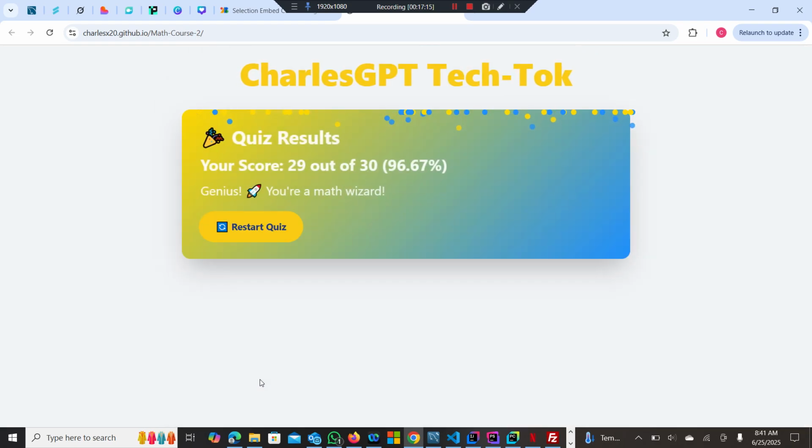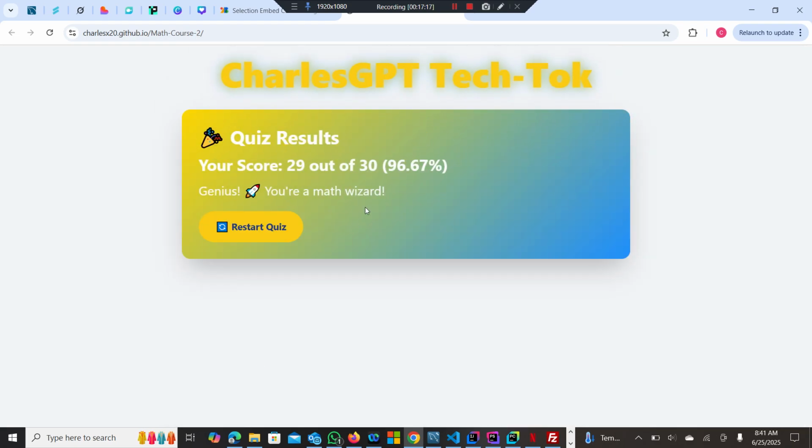So next, it shows this. Okay, you see this: your score is 29 out of 30. My grade is 96.67%, and it gives me feedback, genius, or a math wizard. So it depends on your score, it gives you your feedback. I just used some if and else statements to make that happen.